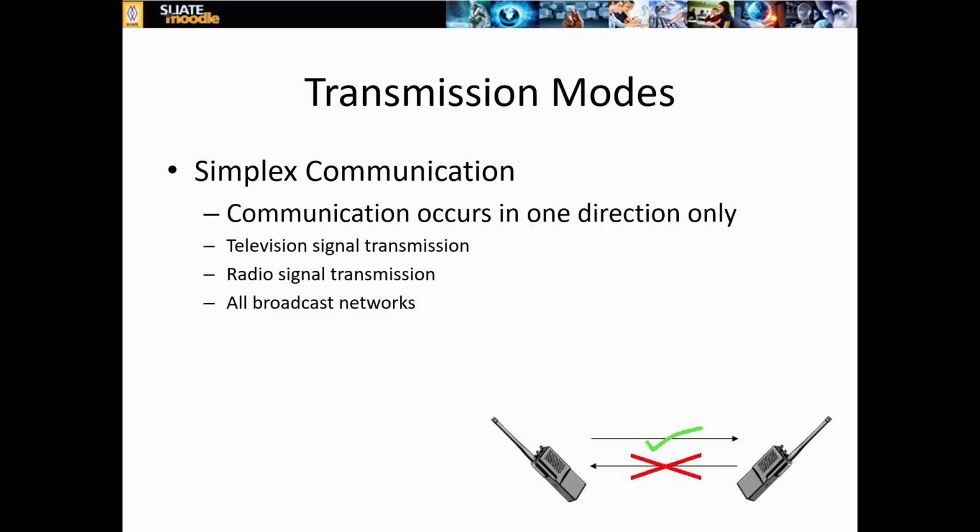In simplex communication mode, when a device transfers a data signal to another device, the device that receives that data cannot transfer a signal back to the sender. This means in simplex communication, communication occurs in one direction only. For example, if we consider television, radio, and all broadcast signals, all those broadcast signal transmissions happen in one direction only.